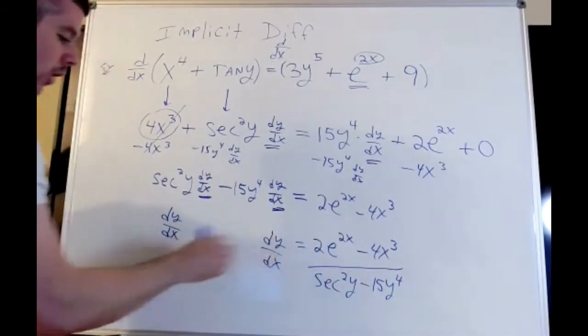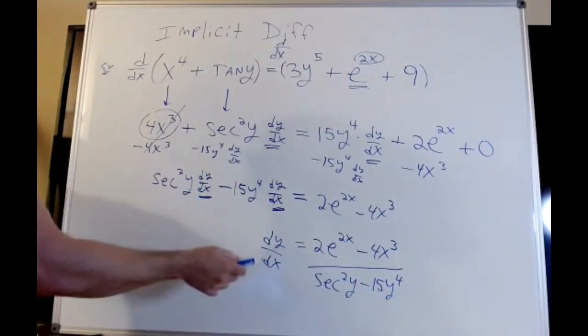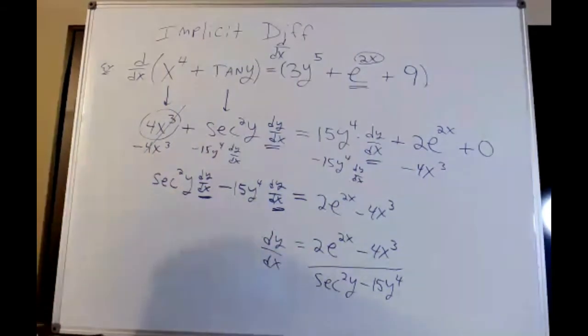So this is what dy dx is. This is the derivative of y. dy dx means the derivative of y. That's why it says dy. Derivative of y with respect to x. Take a good look at that answer.